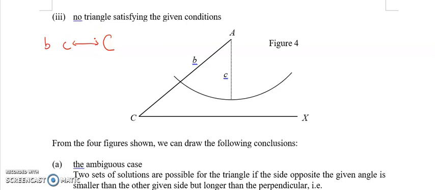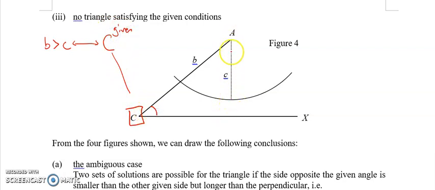Remember in figure 1 I mentioned how to tell that there is a chance of ambiguity. The length of B given is longer than C. But in this case, you can't even form a triangle because the length of C is so short. You can't form a triangle that keeps this value of C that the question gives.